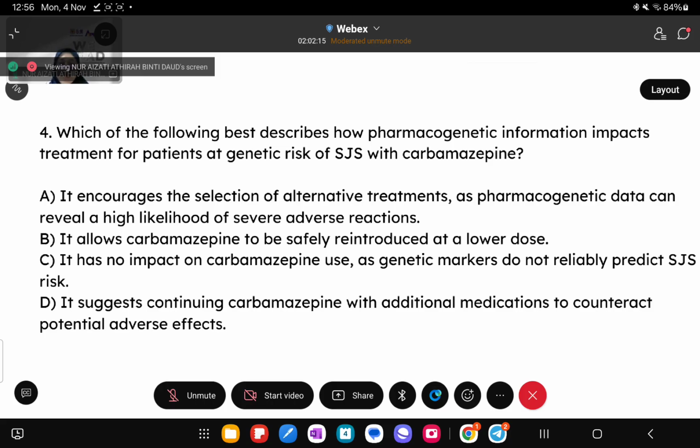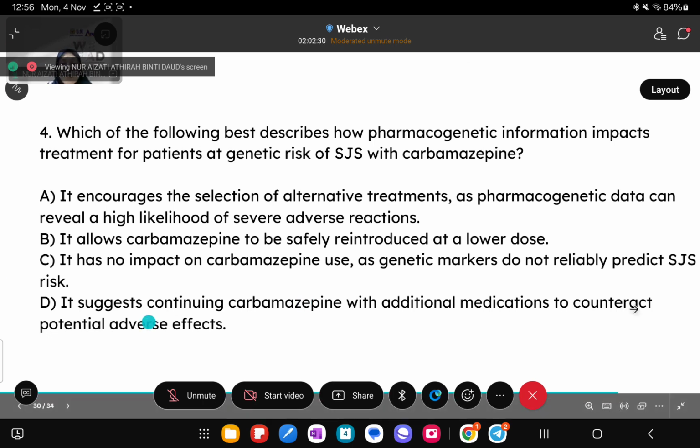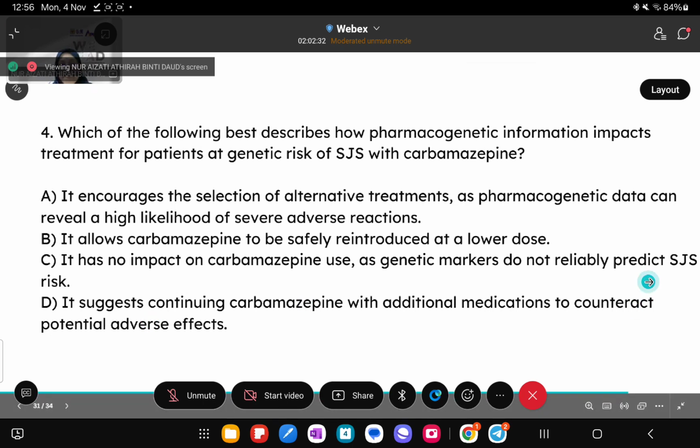B is wrong, we cannot reintroduce carbamazepine or even phenytoin because it has a cross reactivity or cross reaction as well. That one is wrong. Okay.